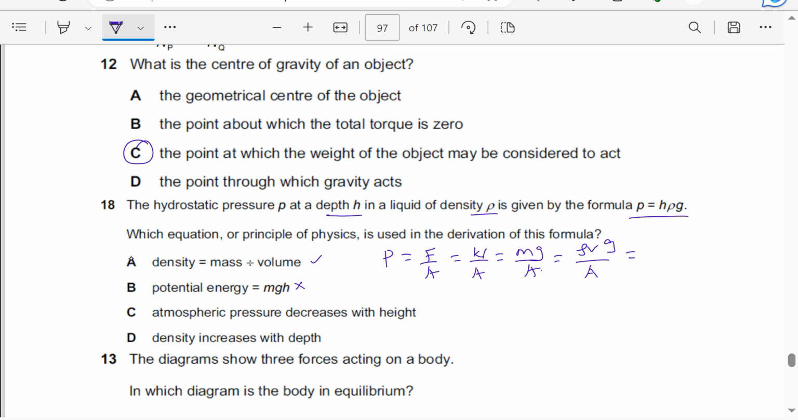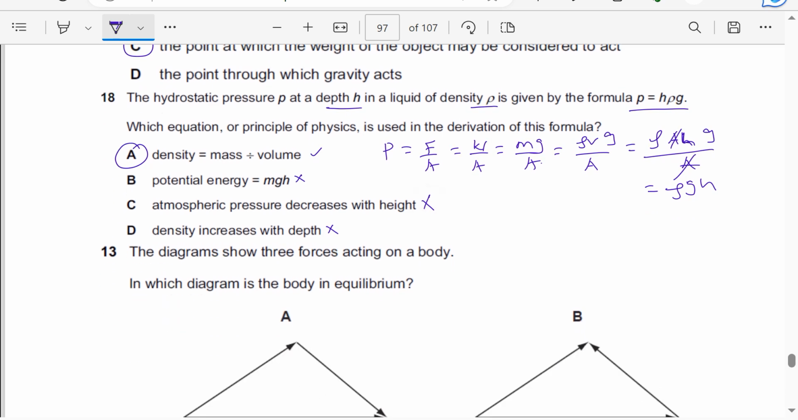Because the volume, this will be density. Volume is cross-sectional area times height, then times g over area, then the area cancels out, and you remain with the density, g and h. So we haven't used this one. We have not used this one. So we have used this one here. So the answer is A.